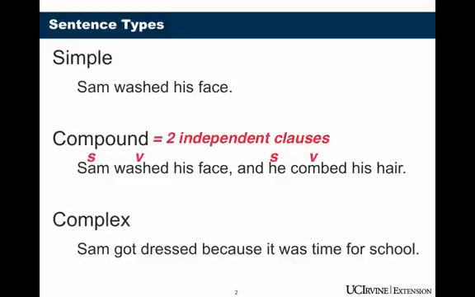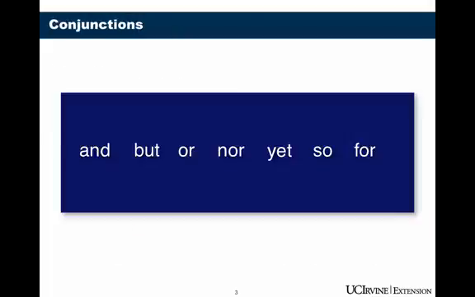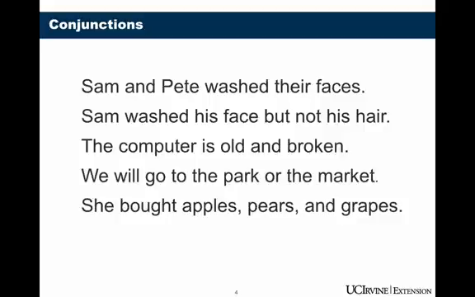Those 2 independent clauses are joined together, and one way to join them is with a conjunction, like and a comma. A complex sentence has one independent clause and one or more dependent clauses. Here are the conjunctions that we're talking about in this lesson. These are called coordinate conjunctions, and there are 7 of them: and, but, or, nor, yet, so, and for. Those conjunctions help us to connect things.